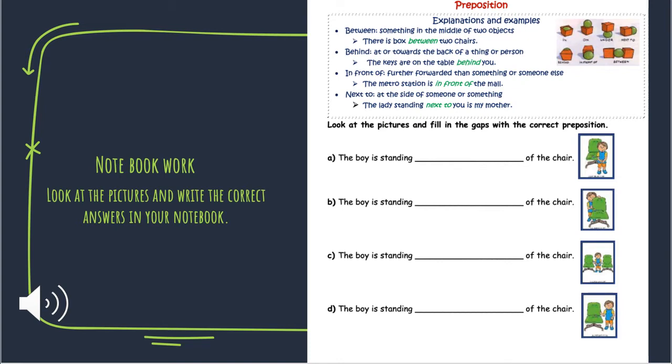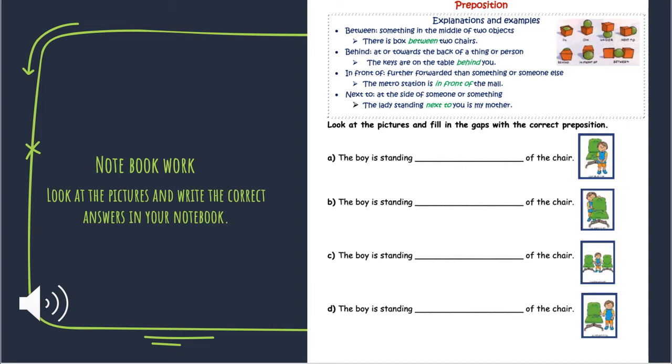And next to means beside. When someone or something is at the side of you or somebody else, that time you have to use next to. For example, the lady standing next to you is my mother. Students, I hope you have understood. Now what you have to do, you have to write down some sentences in your English notebook.